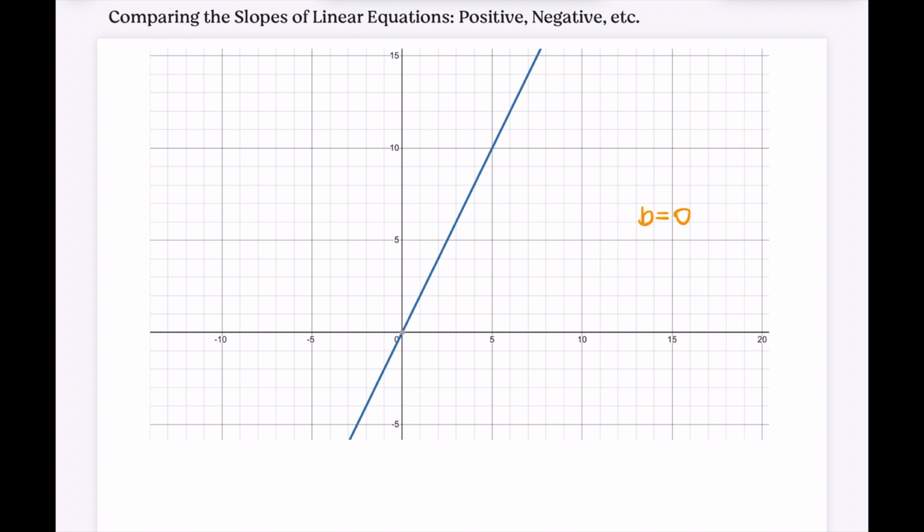Now for the slope, we go up 2 and then over 1, so our rise is 2 and our run is 1, so our slope here is just 2. And the equation of this line would just be y equals 2x, because we know slope-intercept form is y equals mx plus b. Since there is no b, there is no y-intercept, it's just y equals mx here, so y equals 2x.